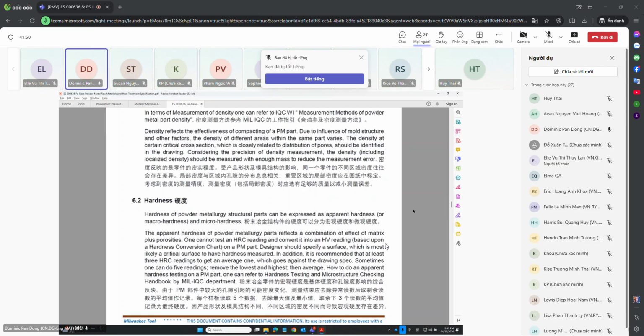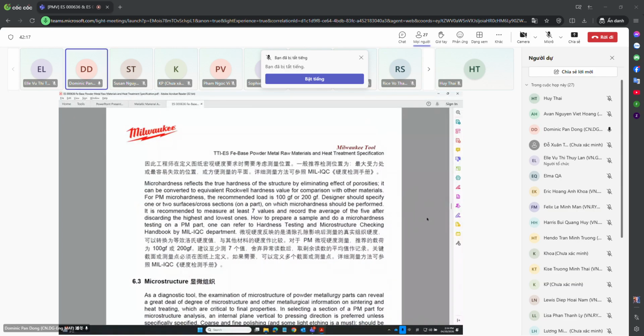So usually we would do it this way: for each part, we measure 5 different points for the hardness reading, and we remove the highest and the lowest reading. Then we take the average of the remaining 3 points to serve as the testing result.